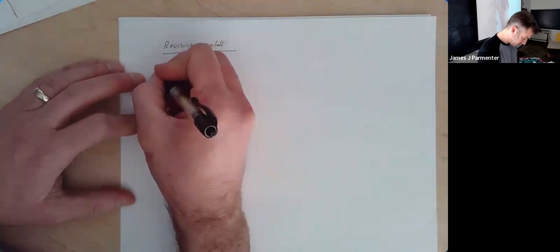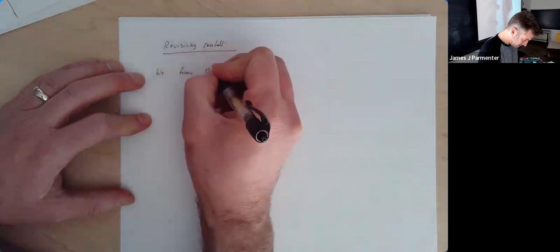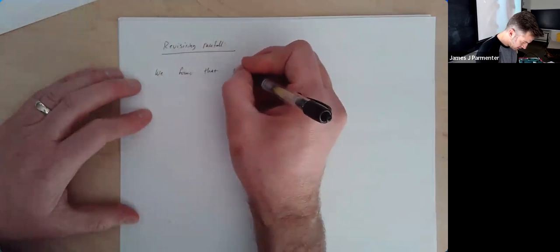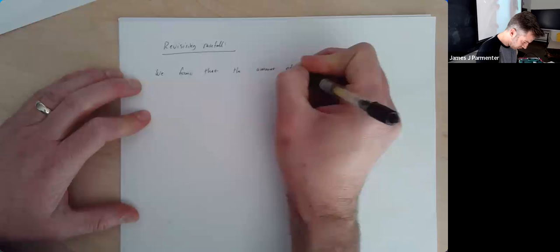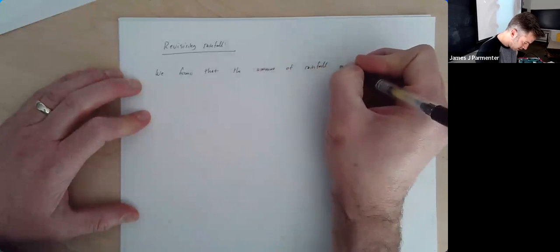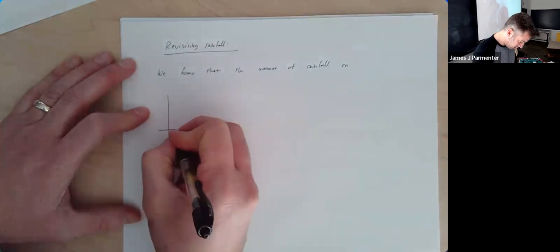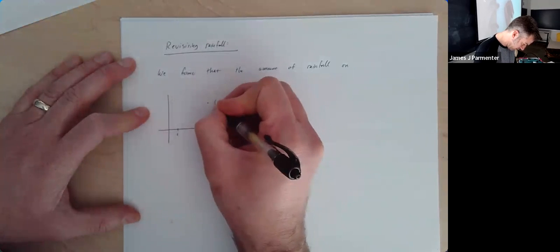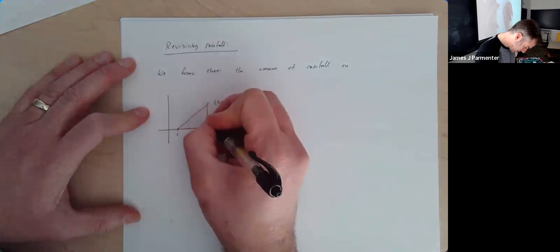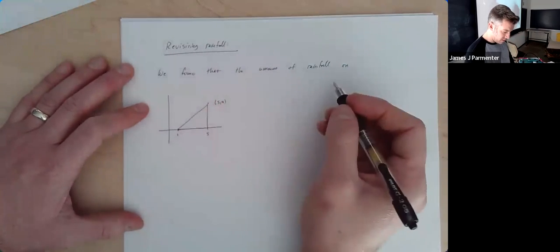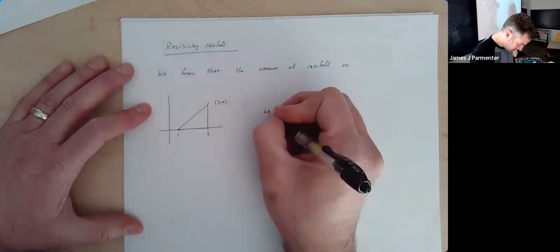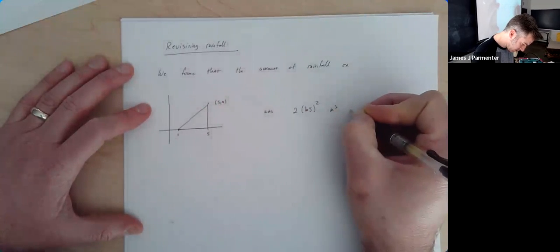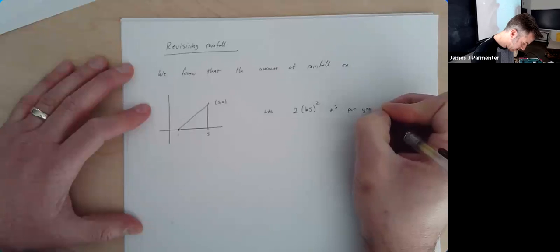We found that the amount of rainfall on this region, which I'm just going to draw, with vertices (1, 0), (5, 0), and (5, 4), was 2 natural log of 5 squared cubic inches per year of rain, because it was the amount of yearly rainfall.